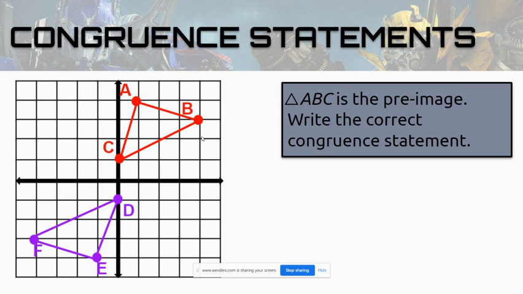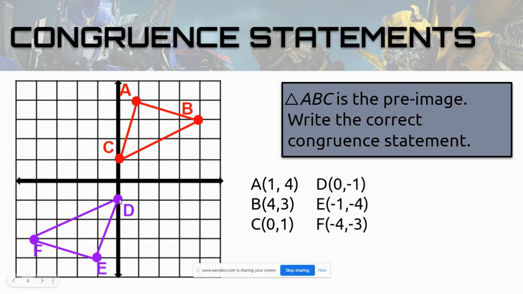So when we're writing a congruent statement for a rotation, what I'm first going to do is write all of the ordered pairs of the pre-image. So A was at 1, 4, I moved right 1 up 4. B is at 4, 3, move right 4 up 3. C is at 0, 1. Now I'm going to write all of the ordered pairs for the image or the new shape. D is at 0, negative 1. E is at negative 1, negative 4. And F is at negative 4, negative 3.